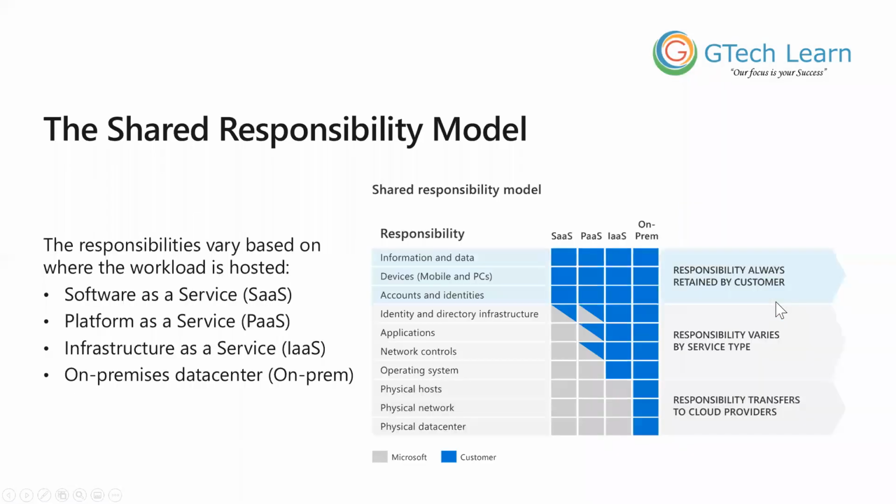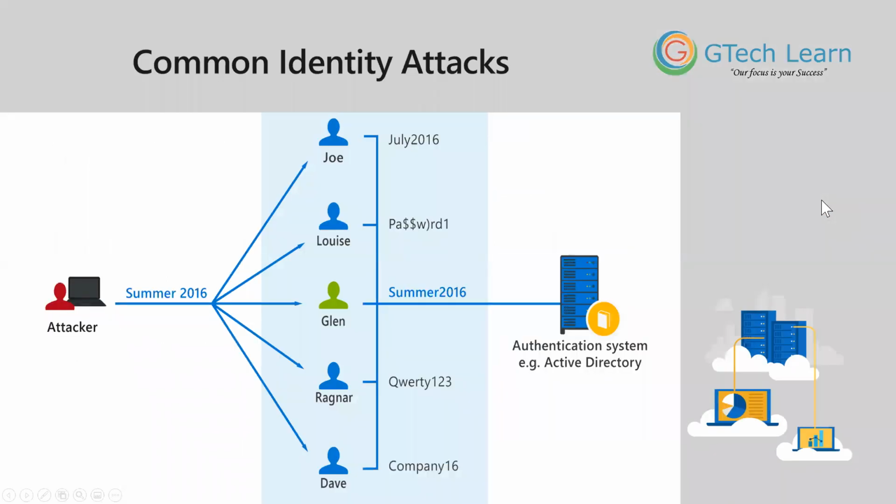After that, we studied the shared responsibility models, which means how responsibilities are shared on the basis of software as a service, platform as a service, infrastructure as a service, and on-premises data center. After that, we studied the common identity attacks that can happen when we move to the cloud. It can be password based, it can be phishing, it can be spear phishing, which is targeted to a particular user.